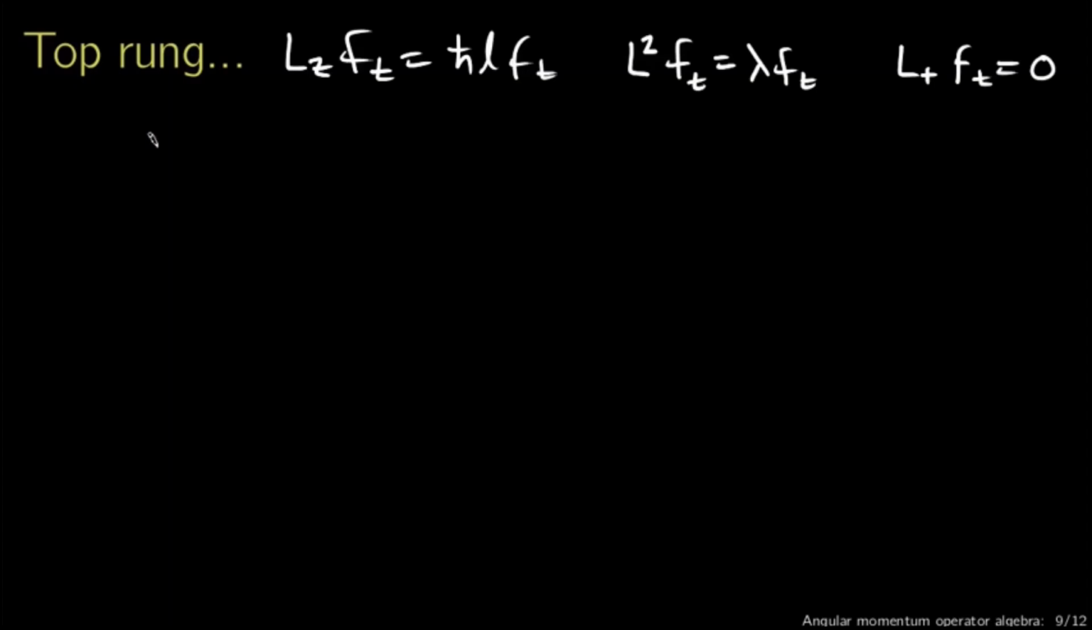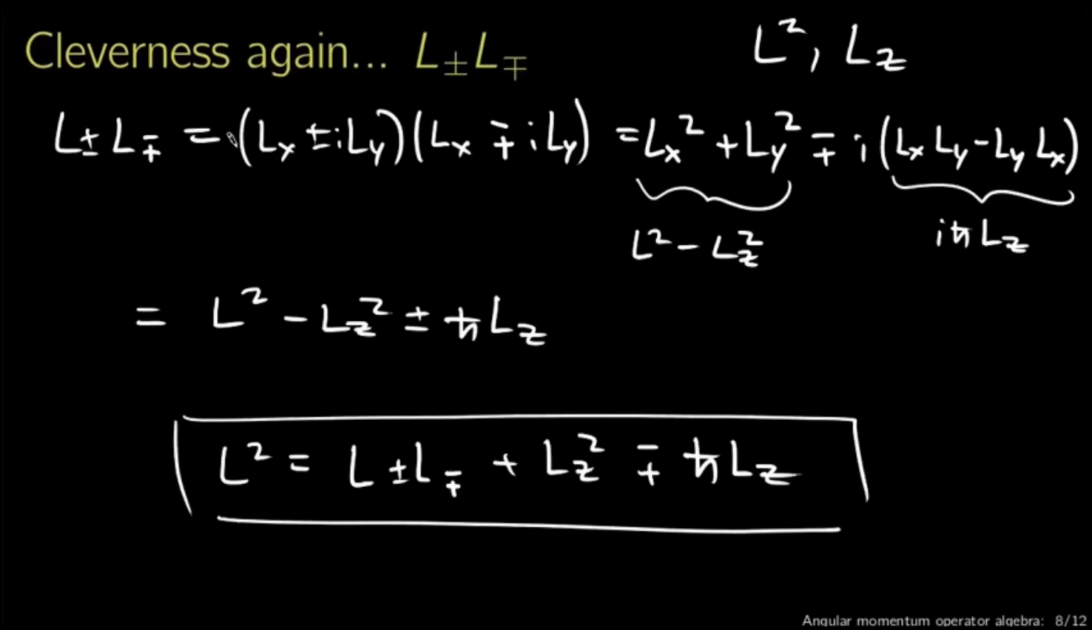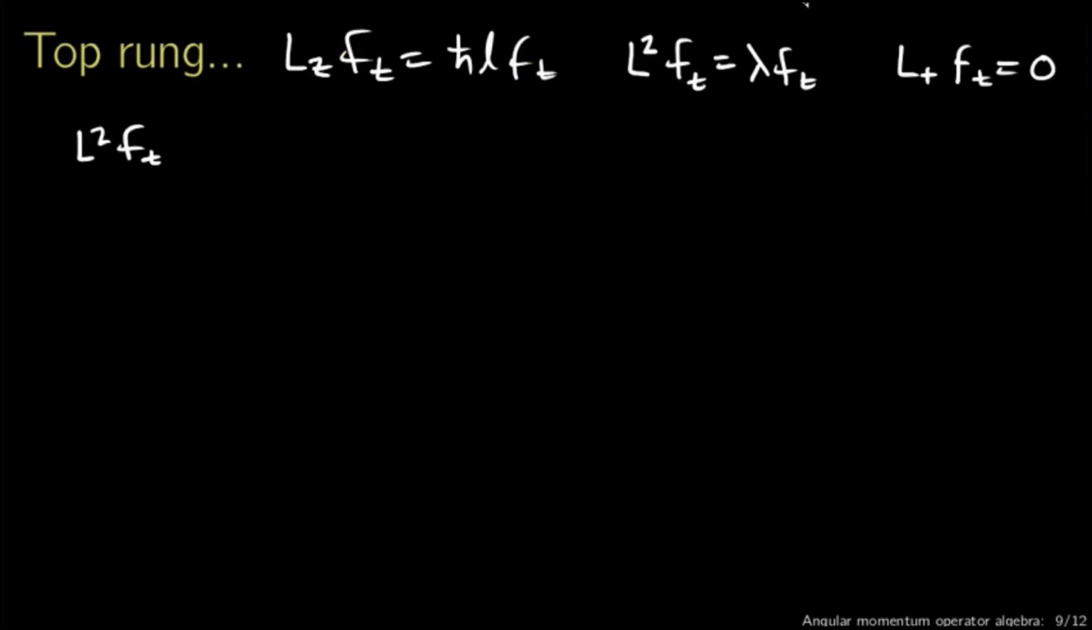So now let's consider L squared f_t in more detail. I have that expression that I derived for L squared on the last page. And there were actually two expressions there. I'm going to flip back for a moment. I have a choice here. I can choose the plus-minus combination or the minus-plus combination. And since in this case I know that I'm dealing with f_t, I'm going to choose the combination where the plus acts first, because I know what L plus does to f_t.